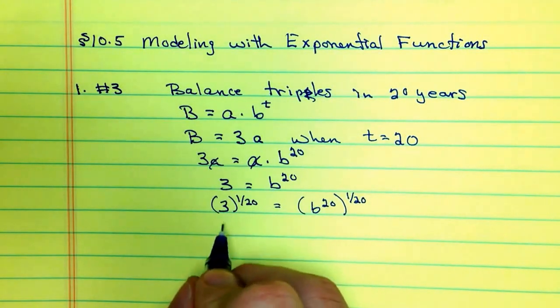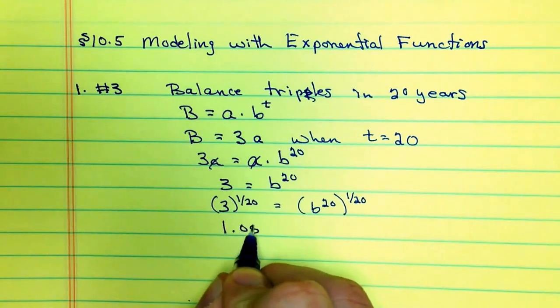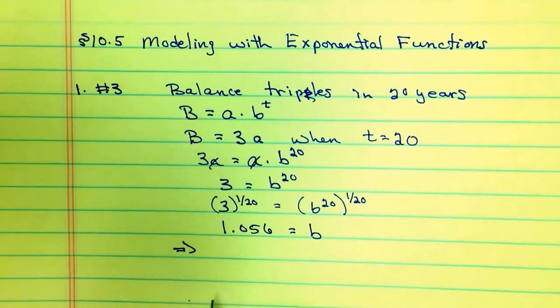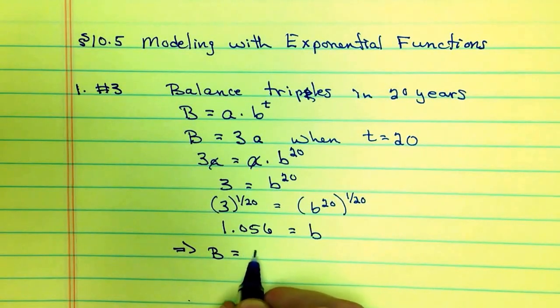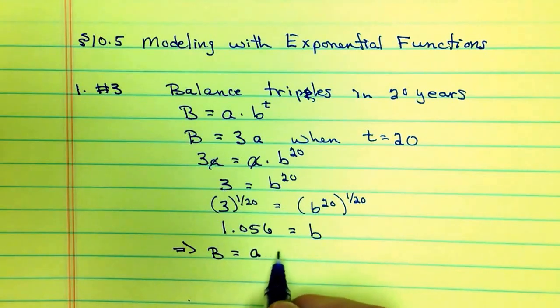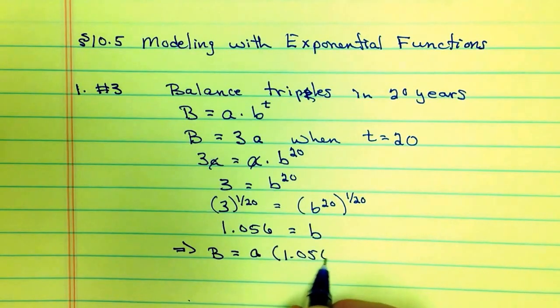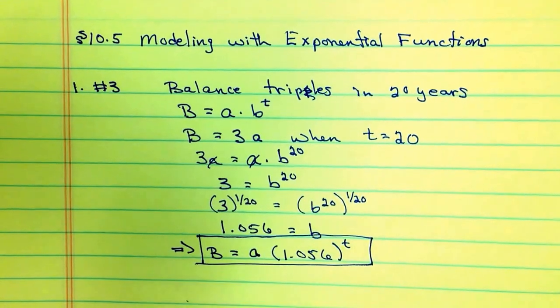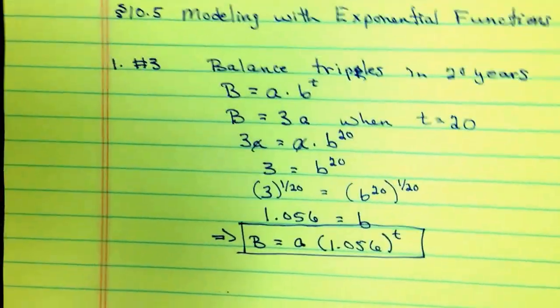We plug 3 to the 1 over 20 in the calculator to get 1.056 equals b. So then the answer is the equation: B equals a times 1.056 to the t. Okay? Easy as pie.